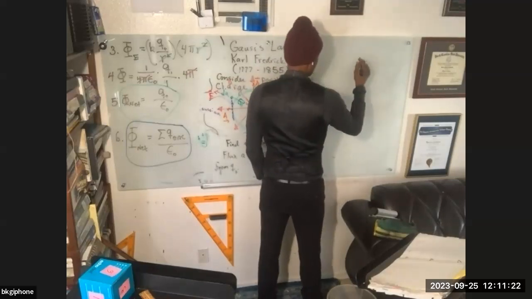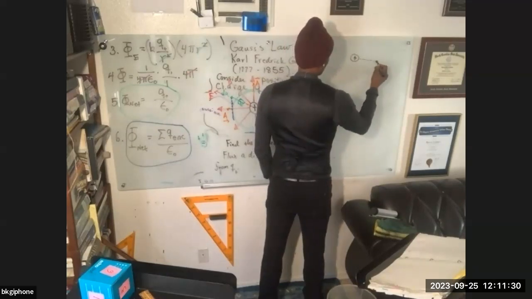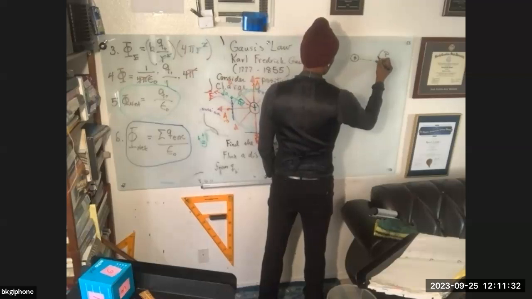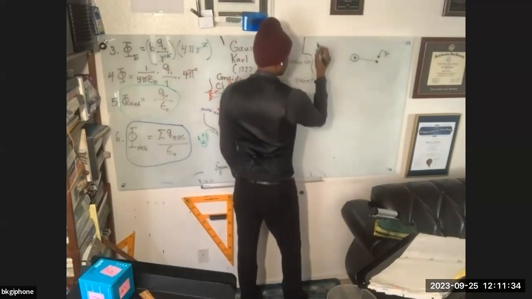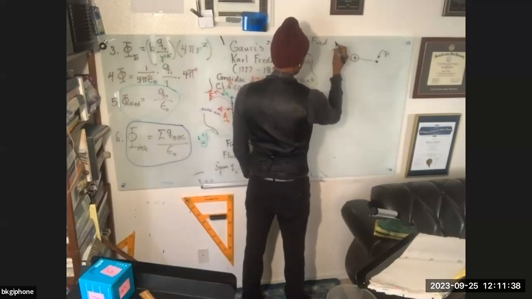difficult distributions. Anyway, so we have a point charge, and we want to find the field at distance r away from that point charge at point P. Find E at point P.